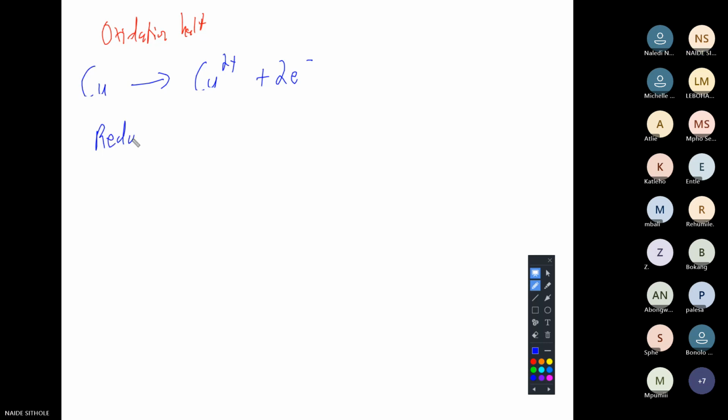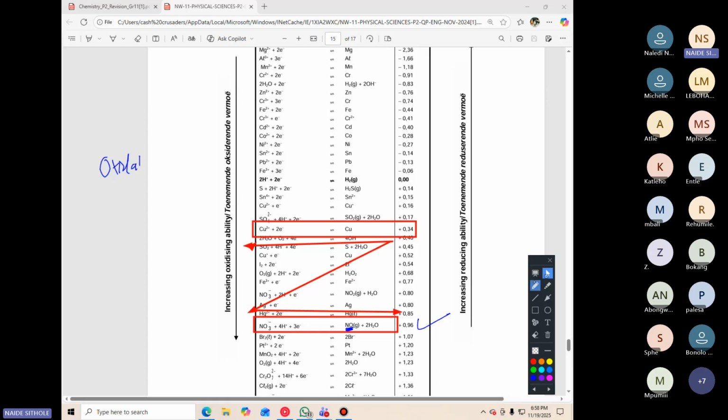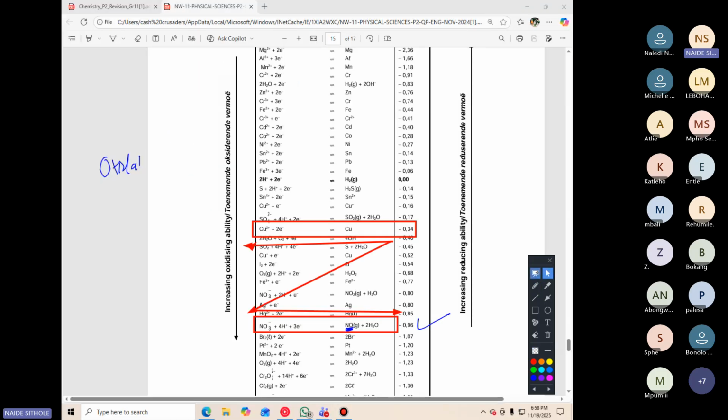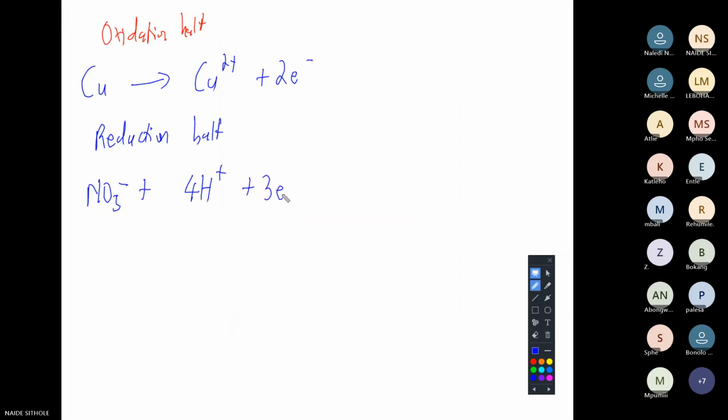Reduction half. Take it exactly as it is. NO3 minus plus 4H plus plus 3E to give us NO plus 2H2O. Then, the last question is what do we do in that cell?